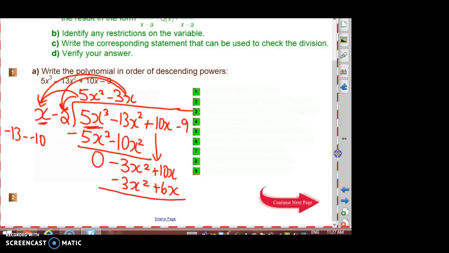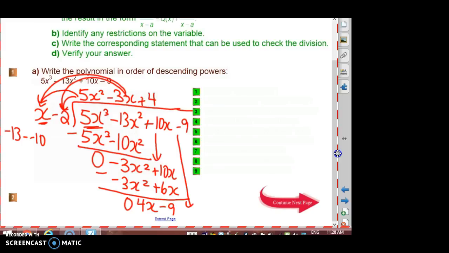Okay, so again, we're subtracting. So a minus 3x squared minus a minus 3x squared is like minus 3x squared plus 3x squared. So this should be 0. And then we go 10, subtract 6. So that should be 4x. And we bring down our last guy, which is minus 9. Okay, and how can I make this x into a 4x? What would I have to do? I would need a 4. So I'll put a positive 4 there.